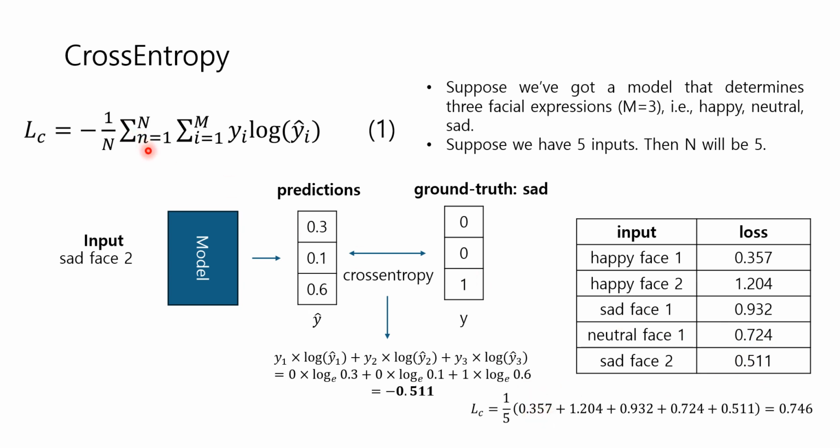Taking this one, we add up all the loss values for each sample, then divide by 5. And remember that we have already taken the minus sign. So it's going to give 0.746 for these samples. So this is the output of the cross entropy function for these 5 samples.